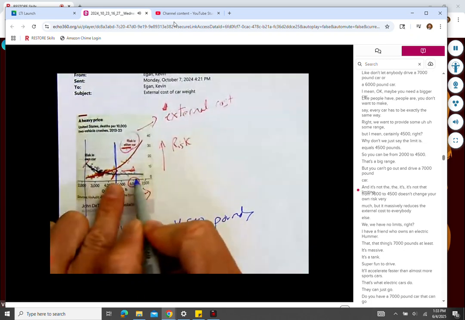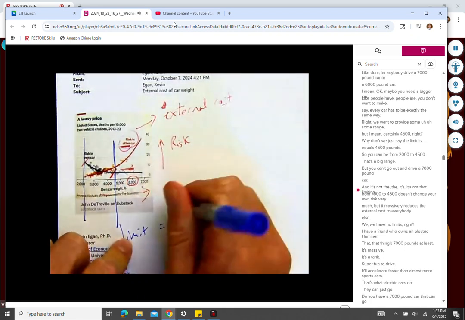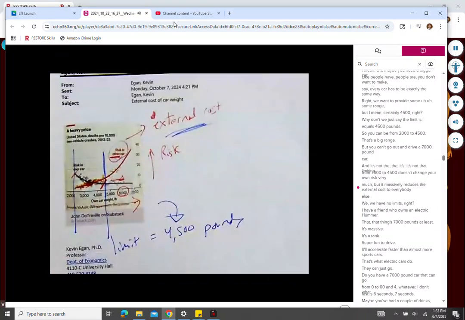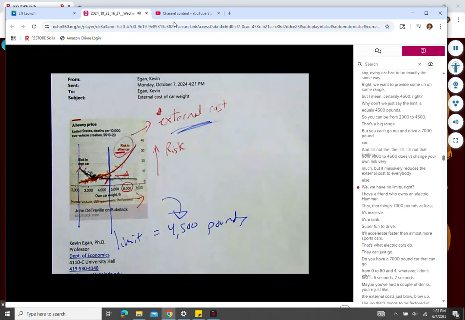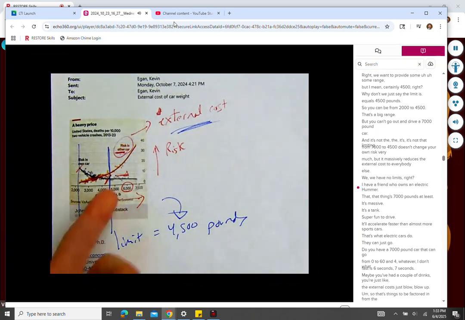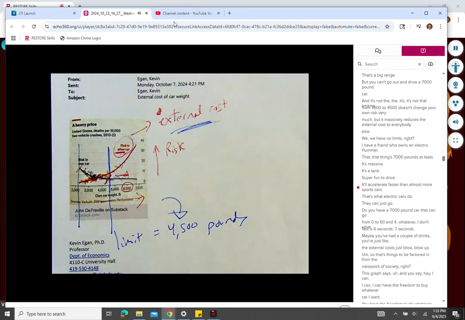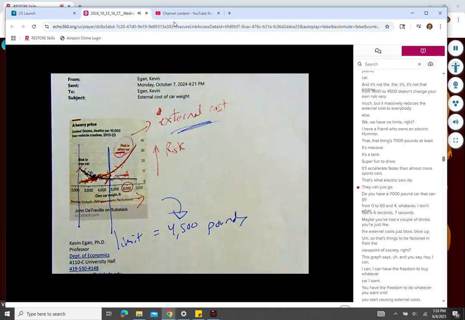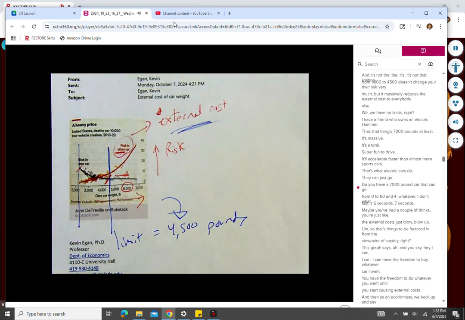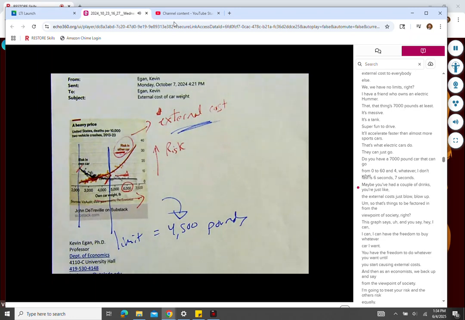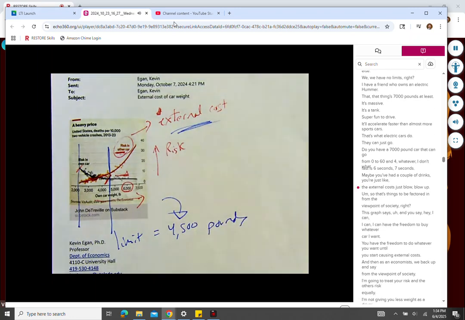And it's not that limiting. Going from 7,000 to 4,500 doesn't change your own risk very much, but it massively reduces the external cost to everybody else. We have no limits, right? I have a friend who owns an electric Hummer. That thing's 7,000 pounds at least. It's massive. It's a tank. Super fun to drive. It'll accelerate faster than almost most sports cars. That's what electric cars do. They can just go. You have a 7,000 pound car that can go from 0 to 60 in 4 seconds, whatever, I don't know what fast is, 6 seconds, 7 seconds. Maybe you have a couple drinks. The external costs just blow up.